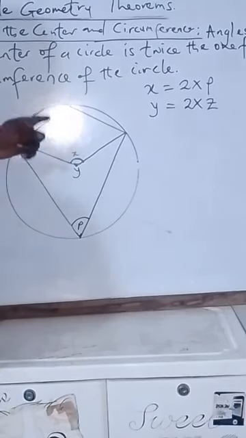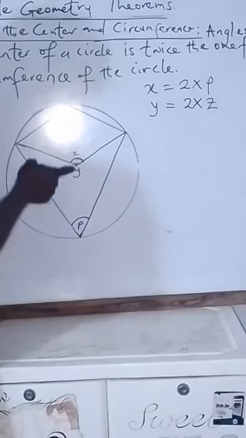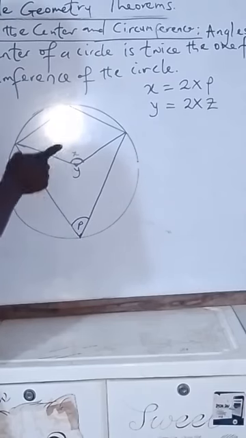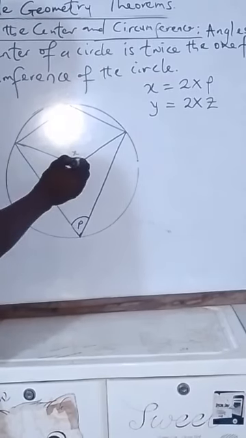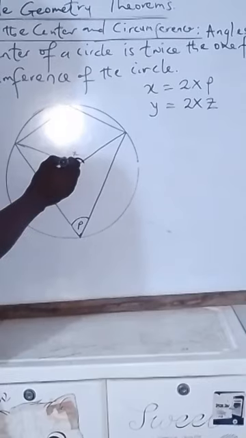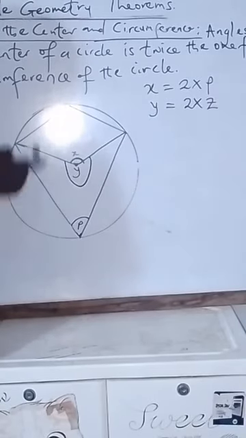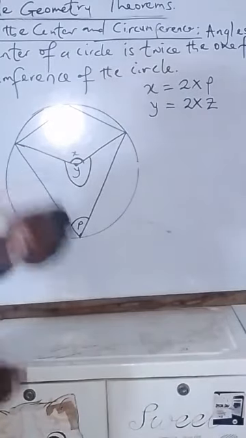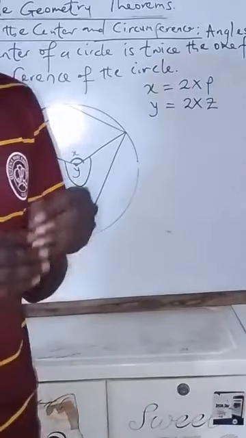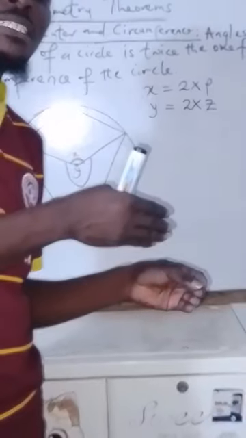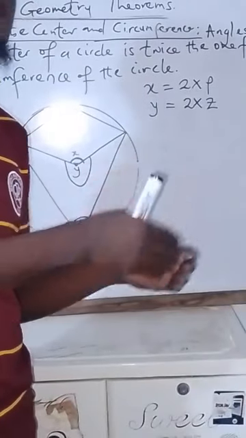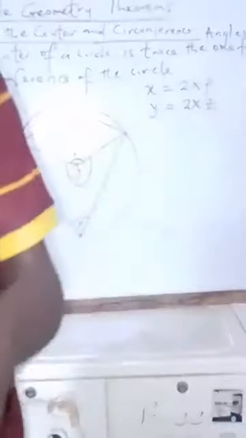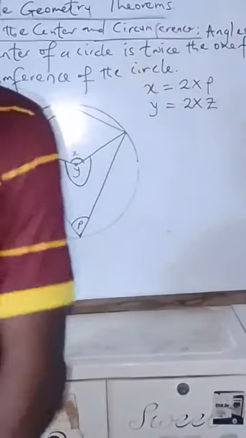To apply this, we said angle at the center is 2 times the one at the circumference. Remember, there are 2 angles formed at the center. There is angle x, then there is angle y. Angle x is called an obtuse angle. What is an obtuse angle? An obtuse angle is greater than 90, less than 180. Any angle that is greater than 90 degrees and less than 180 is an obtuse angle. So angle x is an obtuse angle.